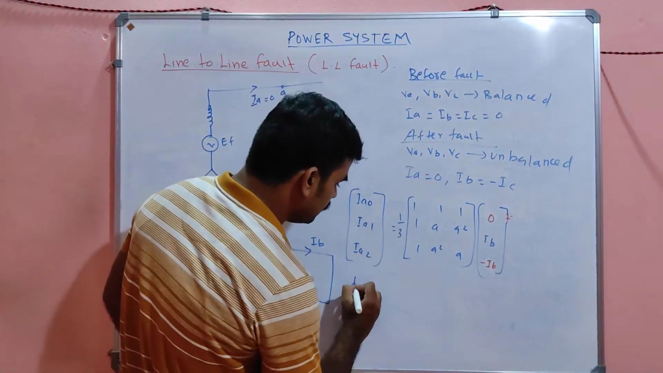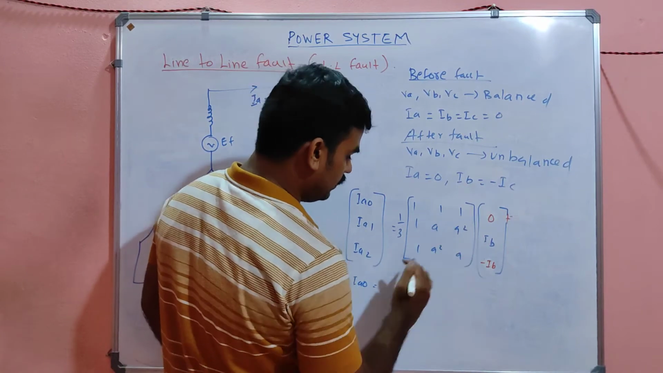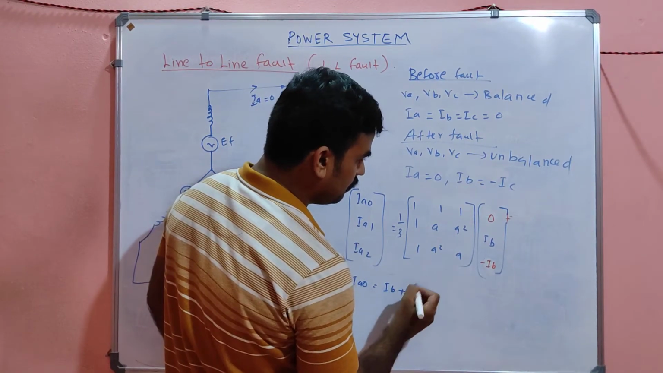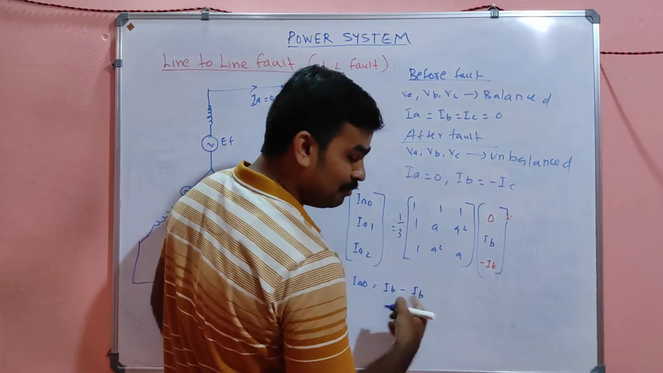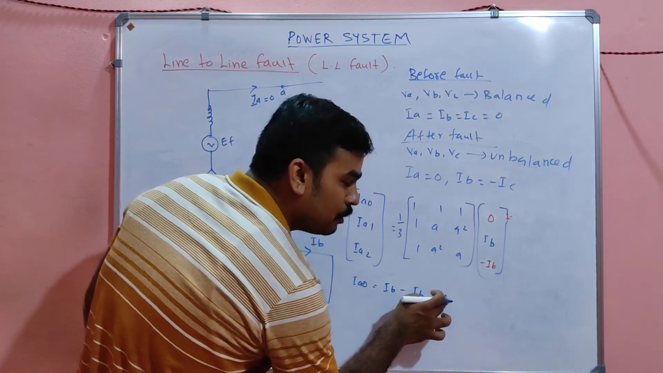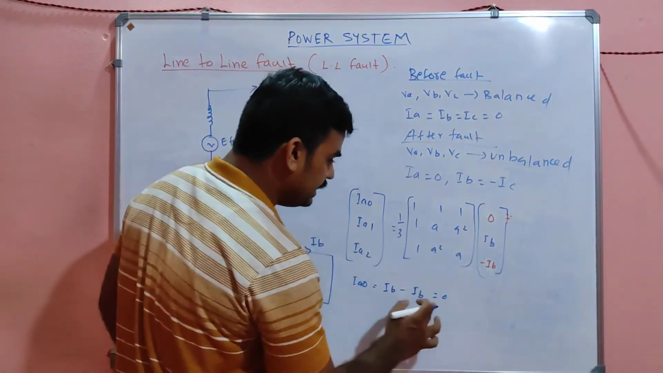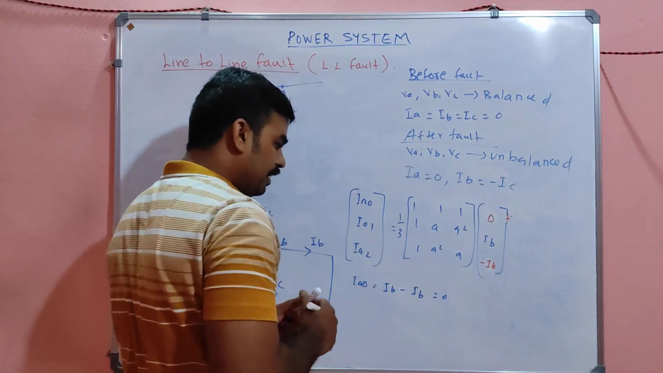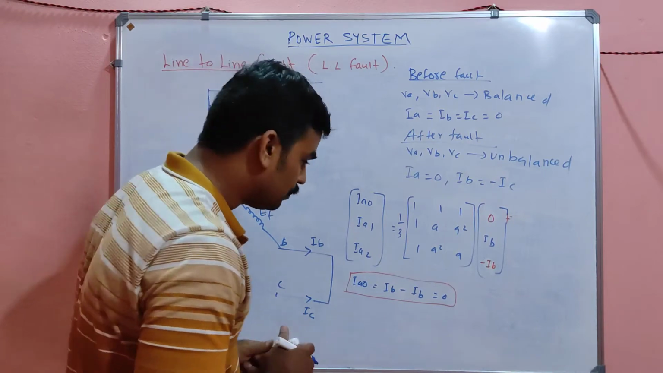So what will be IA0? IA0 will be nothing but 1 by 3 into IB minus IB. See the beauty, I will tell you now. The zero sequence component will be 0 if there is no ground connection. We proved that, IA0 equal to 0. Very, very important, very beautiful result. Zero sequence component is 0.